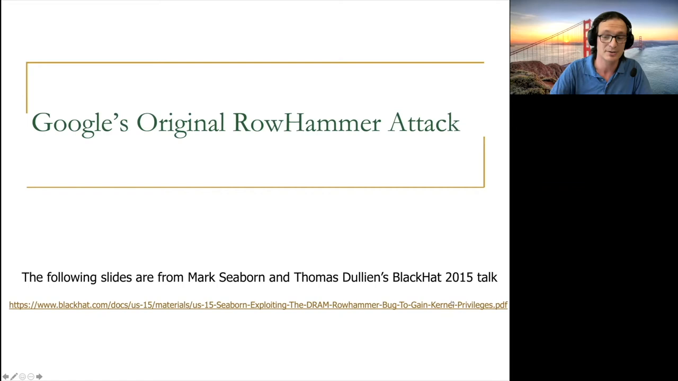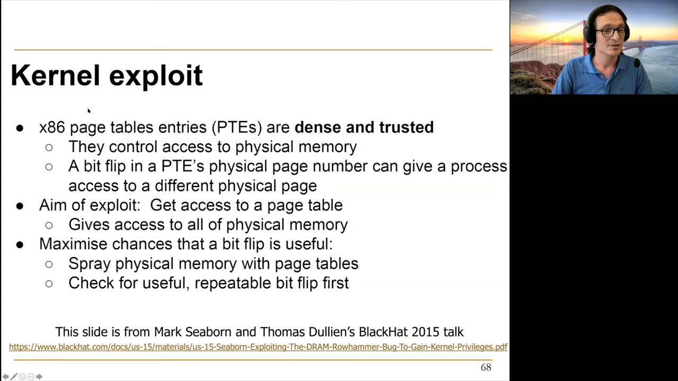And basically, this is the description of the exploit they have. So as you know now, x86 page table entries are dense and trusted. They control access to physical memory. A bit flip in a page table's physical page number can give a process access to a different physical page. Now you can appreciate that, right? If you change the physical page number with a bit flip, you can gain access to a completely different page.